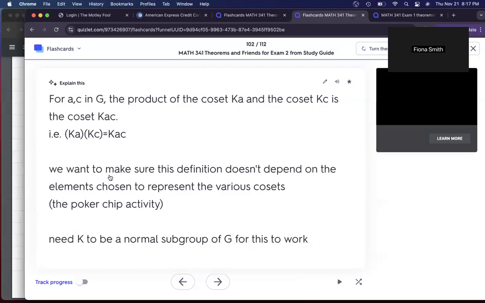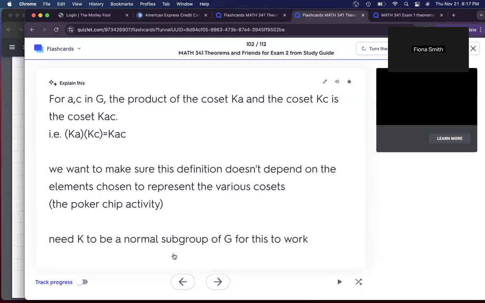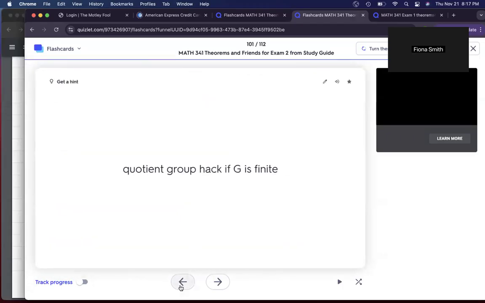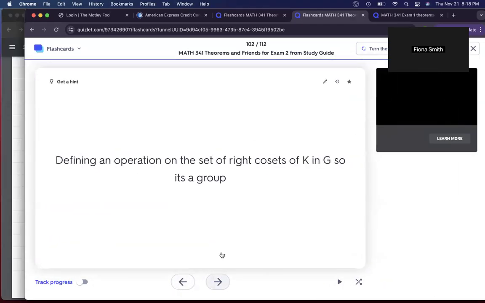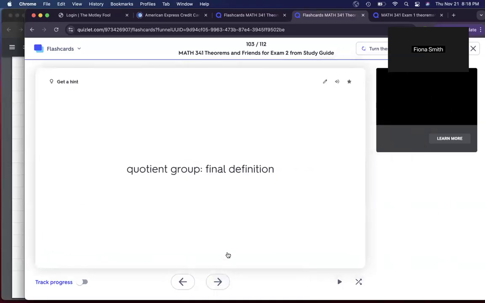But we want to make sure that this definition, either additive or any other operation, doesn't depend on the elements chosen to represent the various cosets, i.e. the poker chip activity that we did in class. So, like I said in the last slide, if you remember, we need K to be a normal subgroup of G for this to work. If K is not a normal subgroup of G, there is no quotient group.